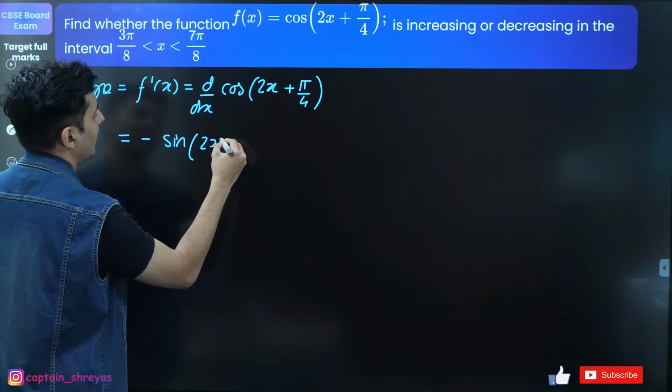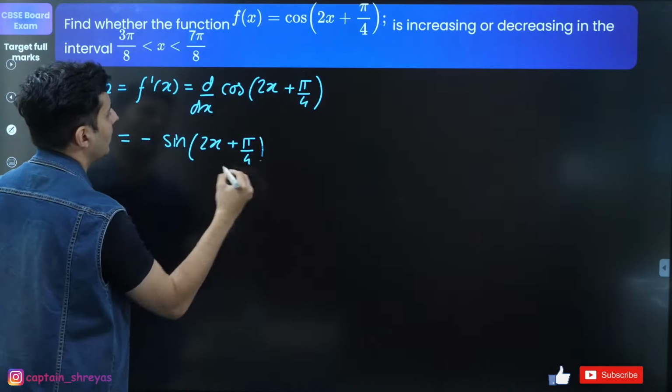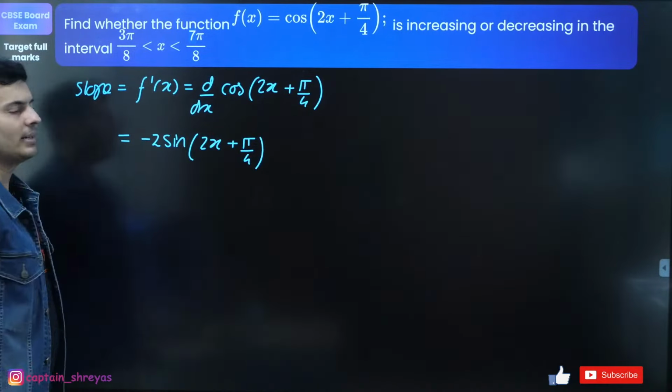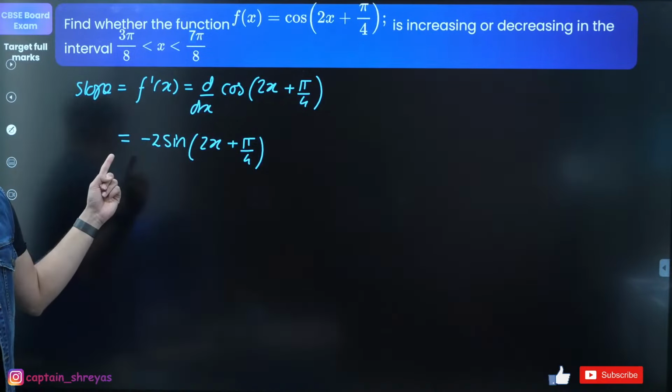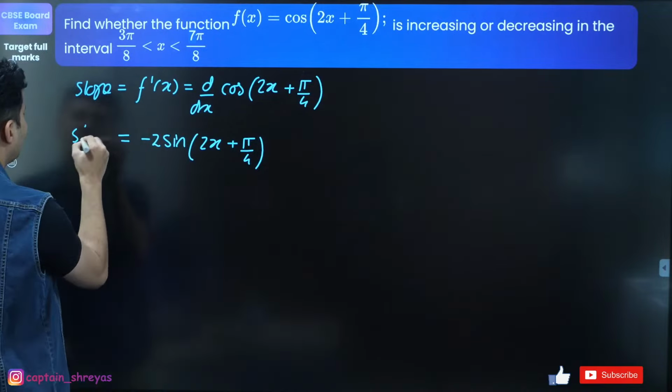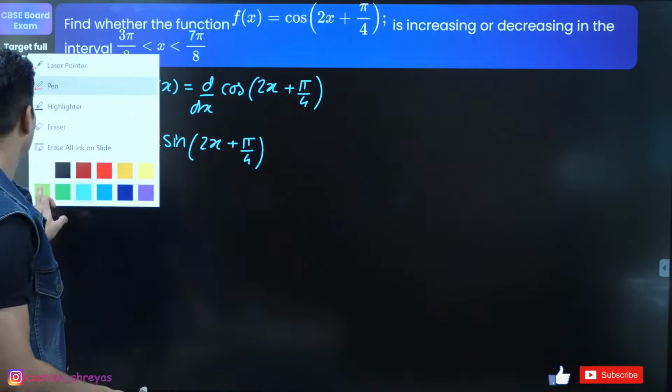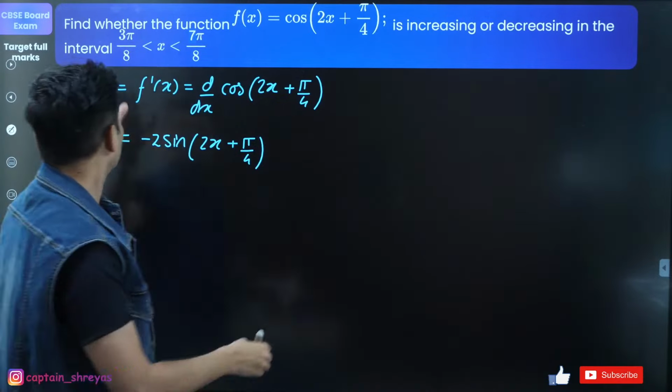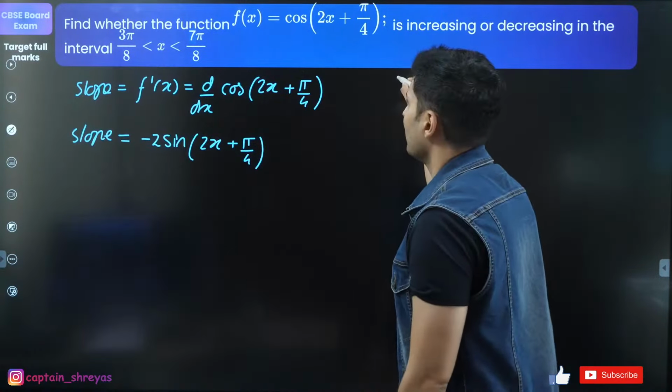So it will be minus sign 2x plus pi by 4. But that 2 also comes outside. Is that so? Yes or no? Perfect. Now, what's next? Once I get the slope, try to think, can we use this somehow? Maybe I think we can.